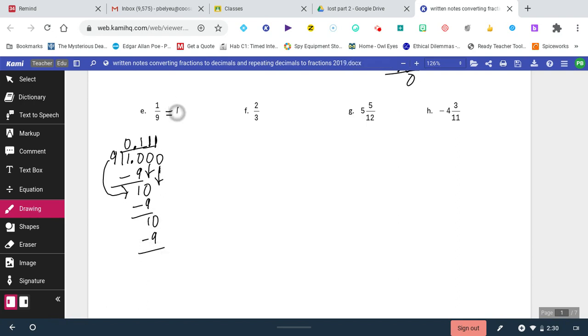So instead of me just continuing my long division, I can write a bunch of the repeating digits and put ellipses, or I can write it with bar notation. You're going to write the digit that is repeating once. So only the 1 is repeating, and put a bar over it. That's bar notation, okay? And this one is a repeating decimal because it's repeating a digit.